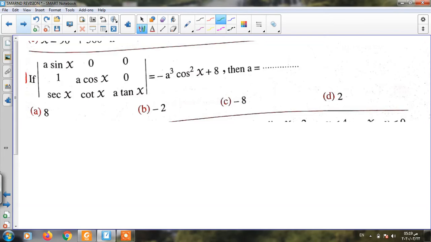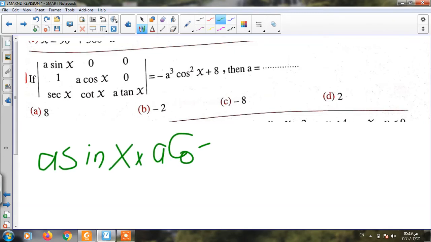Next question, I think it's 22. a sin x, a cos x, and a tan x. We have a determinant with a triangle of zeros, just like that. So the result of this determinant is going to be the product of the main diagonal elements. So the result is going to be a sin x times a cos x times a tan x. This is the result of our determinant.